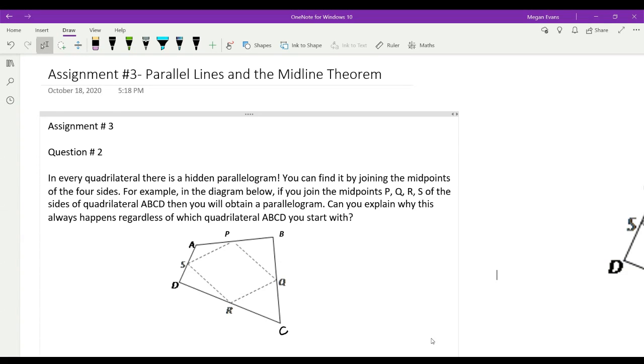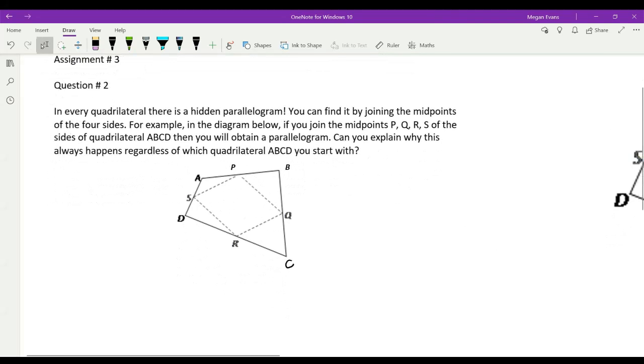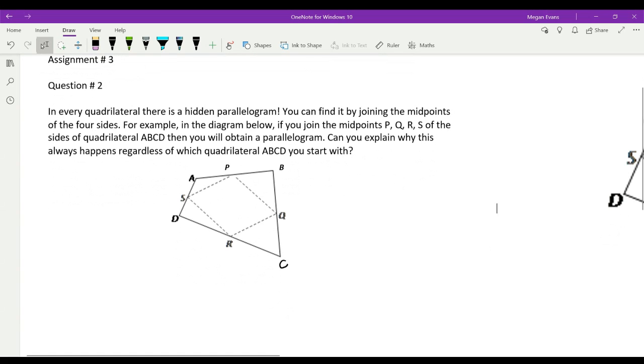Class, so today we are working on assignment number 3, which is going to be parallel lines and the midline theorem. I'm just going to start off by quickly reading the question to you. I've chosen question number 2 for us to go through.